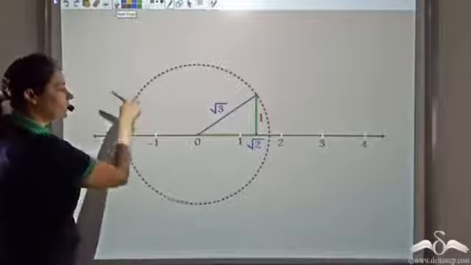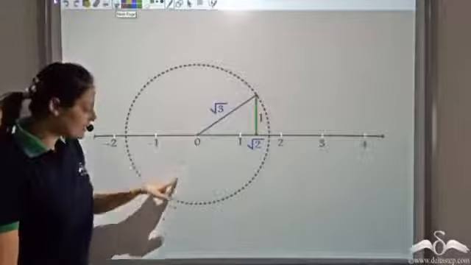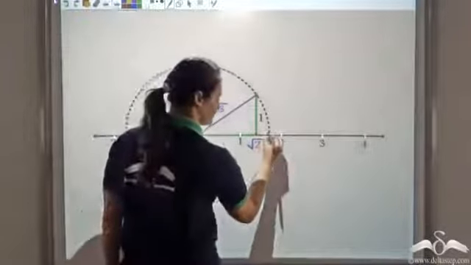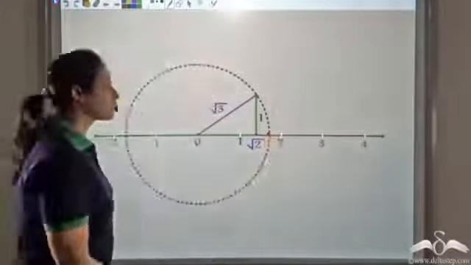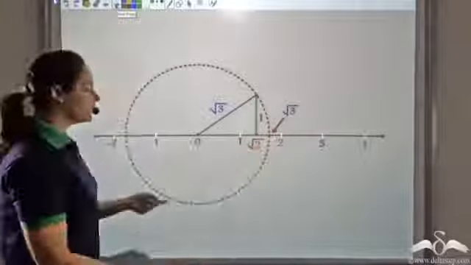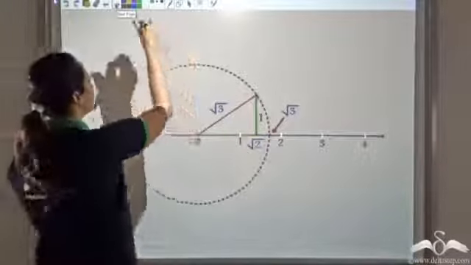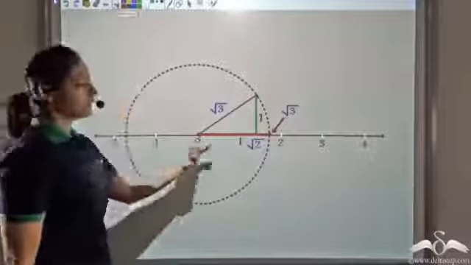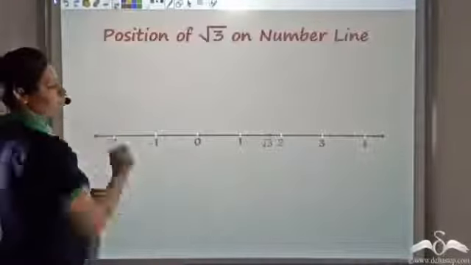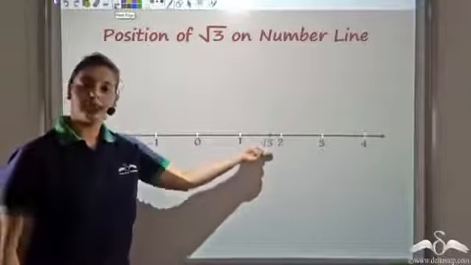Now again, any point on this circle would be under root 3 distance away from 0. So I mark this point. So this would be under root 3. That is the distance from 0 till this point would be under root 3. And that's how I can mark under root 3 on the number line. So that's how I get under root 3 also on the number line.